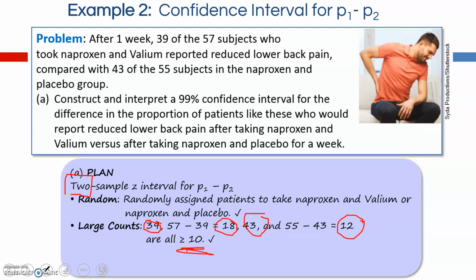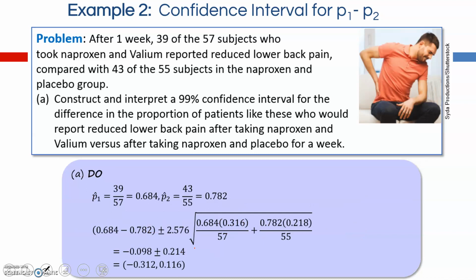All right. Now comes the math. Here comes the do part. And I will teach you how to do this on the calculator tomorrow. I'm not going to show you just yet because I want you to go through it in full. But tomorrow I will show you how to do this on your TIs. All right, so for the p sub 1 group, we had 39 out of 57, and that's 0.684. For the p sub 2 group, the naproxen and placebo group, we got 0.782.